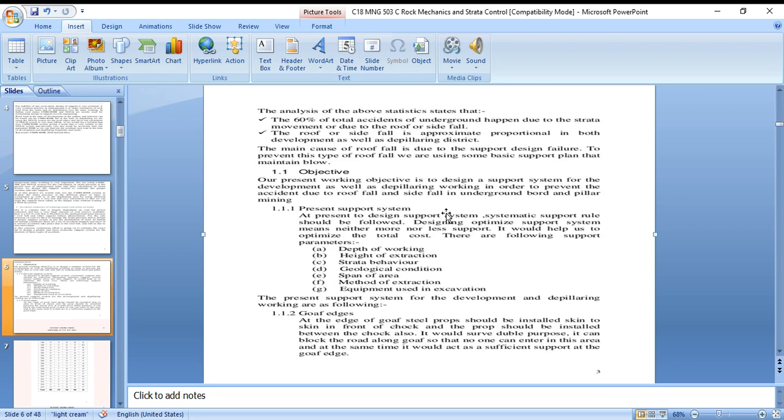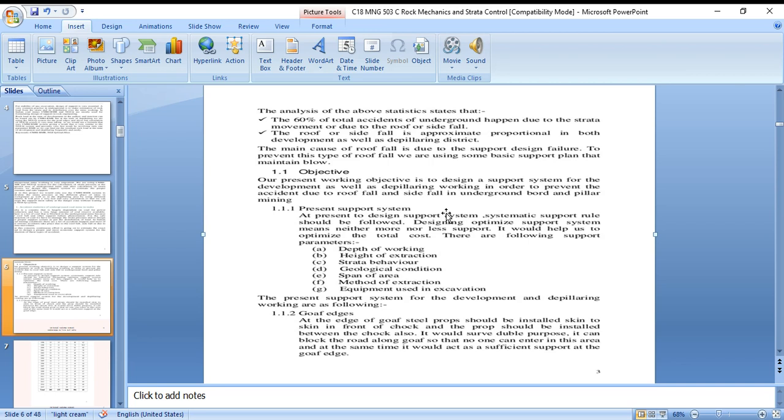To prevent this type of roof fall, we are using some basic support plans. The present objective is to design a support system for the development as well as deep working, in order to prevent accidents due to roof falls and side falls in underground workings. In the present design, a systematic support rule should be followed. Design optimization of the support system means neither more nor less support. It would help us optimize the total cost.